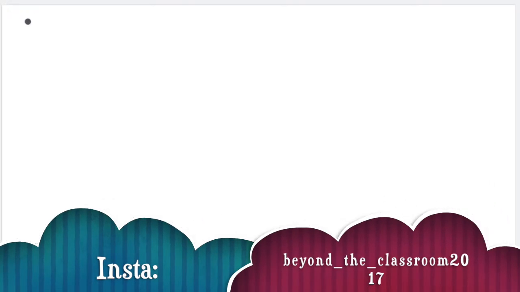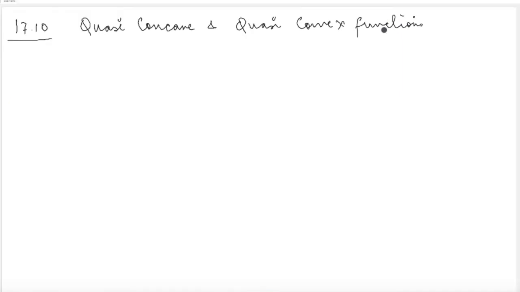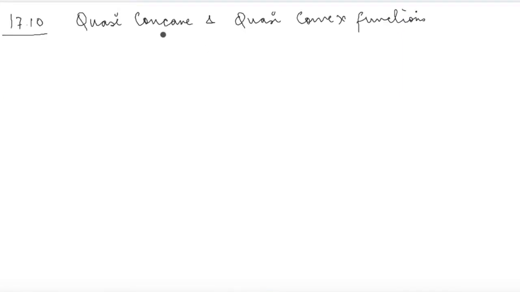So today we are going to be talking about the last section of this chapter, that is on quasi-concave and quasi-convex functions. Now quasi-concave and quasi-convex functions are slightly different from concave and convex functions. So let's try and understand them one by one.